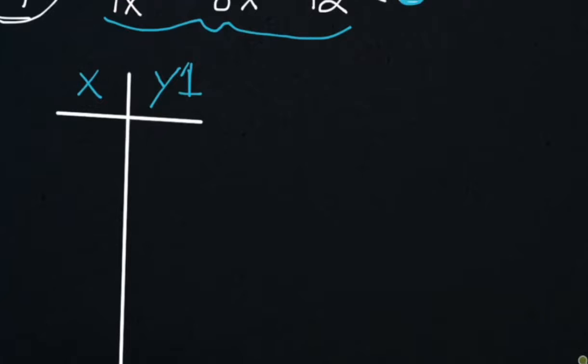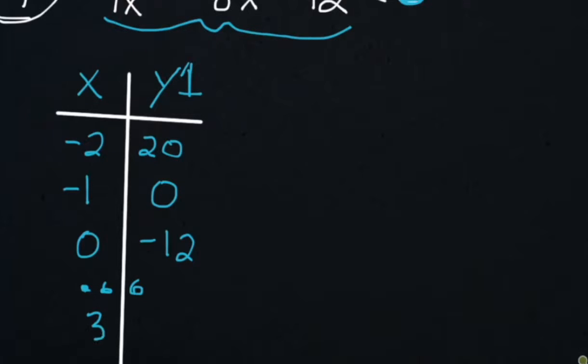Let's write down the table. I'm just going to write some of the values. So at -2, it's 20. -1 is 0. Notice I'm looking for zeros here. 0 is -12. I'm going to skip down just to save some space. 3 is 0 and 4 is 20. So I want everywhere that y is less than 0. That's what we look for.